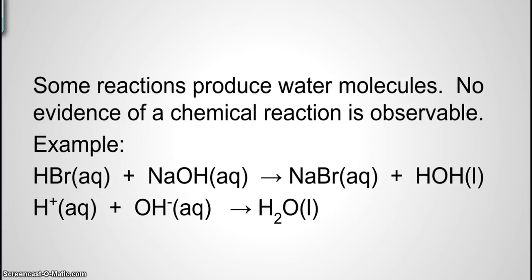Now, there are going to be some reactions that produce water molecules, which means you don't really see anything happening. You don't see a solid being produced because you can't really see water being made in water. But what you end up with are the hydrogen and hydroxide ions making the water molecules. So you're not really going to observe anything, even though there is technically a chemical reaction happening. So we're going to pause right there. In the next video, we're going to go through a couple of examples of writing net ionic equations.